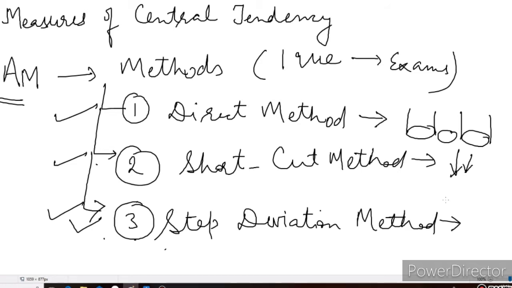Now students, we will take up one question in which I am going to use the direct method. So let us start one question where I will be solving a sum of finding the arithmetic mean with the help of the direct method. Okay, so let us begin.